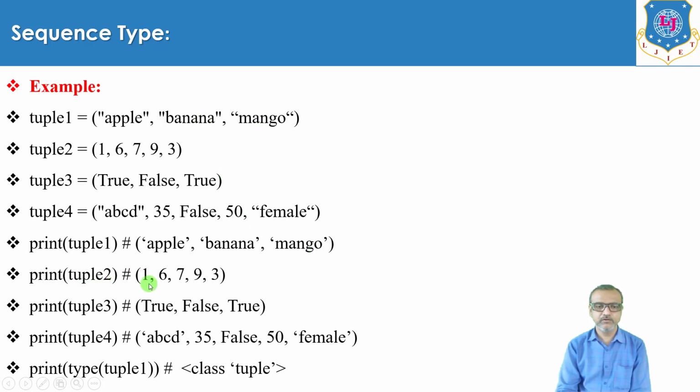Now print of tuple 1 will give us the output, that is apple, banana and mango. Similarly, print of tuple 2 will give us the output 16793. Print of tuple 3 will give us the output as true, false, true. Print of tuple 4 will give us this as output, that is ABCD, 35, false, 50 and female. So what are the types of all these variables, that is tuple 1, tuple 2, tuple 3, tuple 4? That is nothing but class tuple. So if we write down print of type of tuple 1, it will give us the output as class tuple.